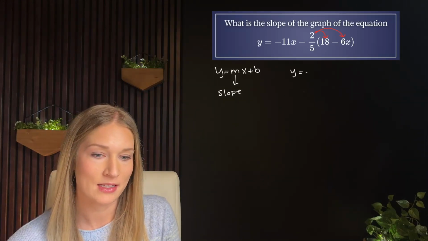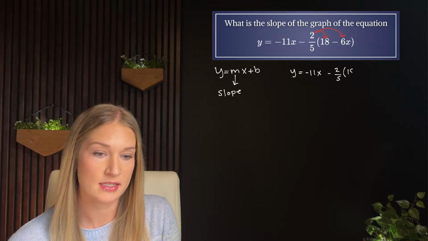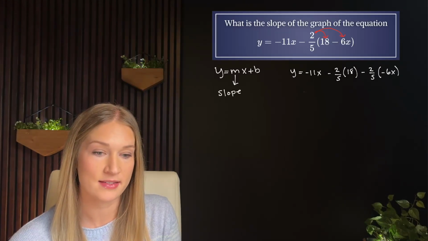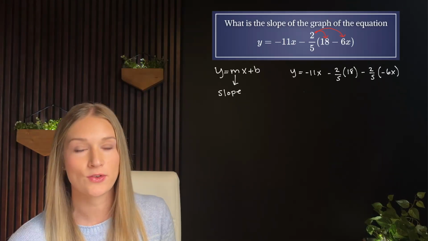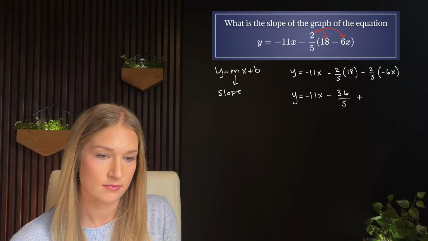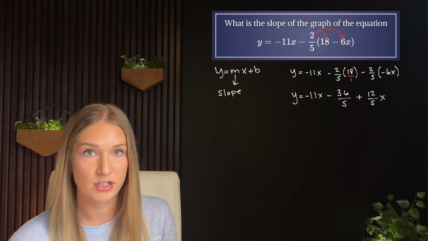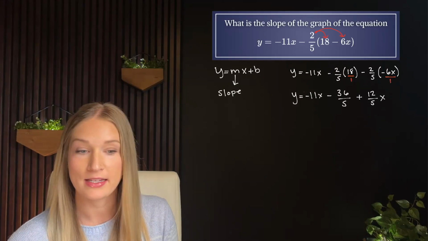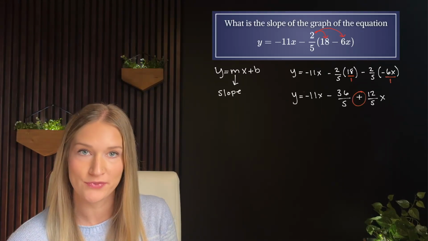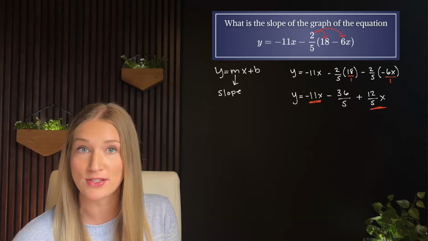My y and my -11x will stay where they are, and then I've got -2/5 times 18, and then -2/5 times a -6x. I'll simplify each of these terms, and then I'll go combine like terms. So all I did in this step is I put my 18 over 1, and then I multiplied the numerators and denominators, and then same thing here. -6x over 1, and two negatives multiplied to give me a positive 12/5 x. So now all I need to do is combine my like terms, which is -11x and positive 12/5 x.